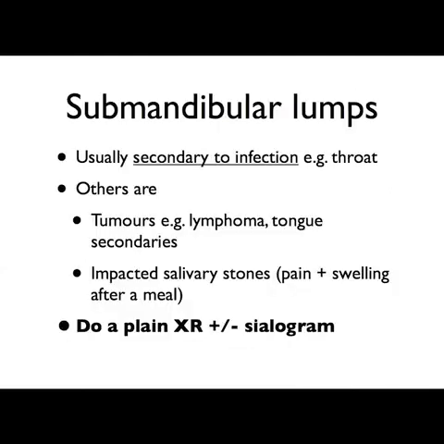And finally, submandibular lumps. Once again, these are usually adenopathies from infections, so secondary to throat infections, especially in children, leading to a jugulo-digastric adenopathy, the most common site. But other causes can be tumours, so lymphoma or tongue secondary, especially in smokers, or impacted salivary stones, which tend to present with pain and swelling after a meal. Things go together often.